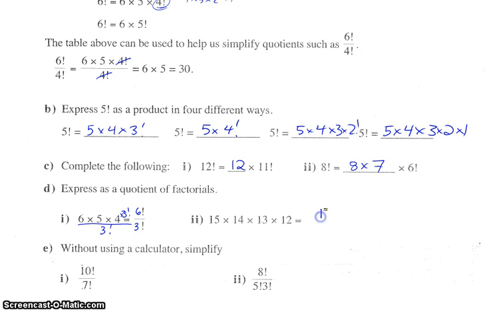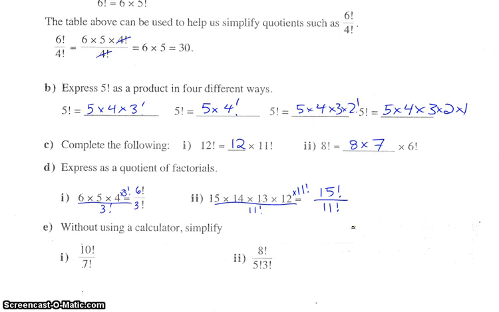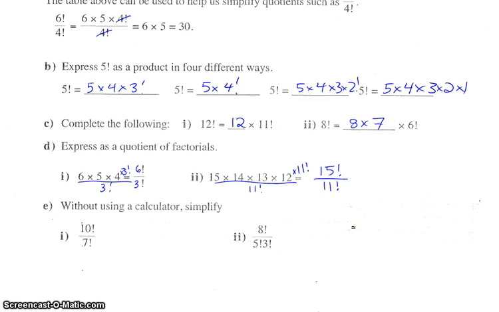Okay, so the top, basically what's missing is 11 factorial down, because that canceled with an 11 factorial on the bottom. So on top we would have 15 factorial, on the bottom 11 factorial. Okay, did you get that? Good job.